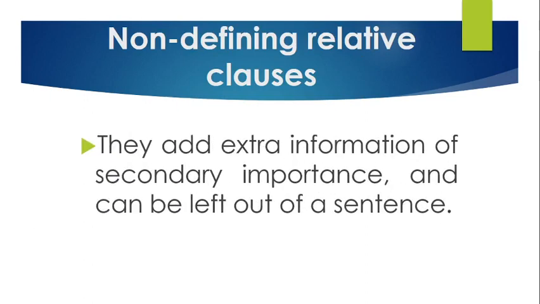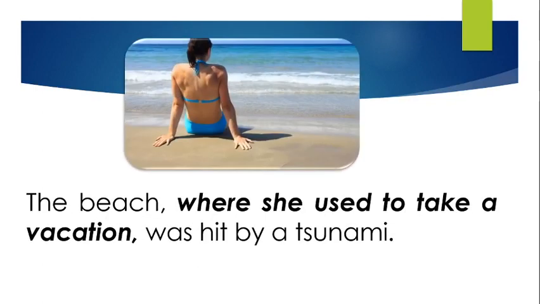Now, in non-defining relative clauses, we add extra information which is mostly between commas, and this extra information can be left out of the sentence. Let's see these examples. The beach, where she used to take a vacation, was hit by a tsunami. The bold part, which is between commas, where she used to take a vacation, is extra information. We can avoid having this information in the clause, and we can say just: the beach was hit by a tsunami, and the rest is extra information.